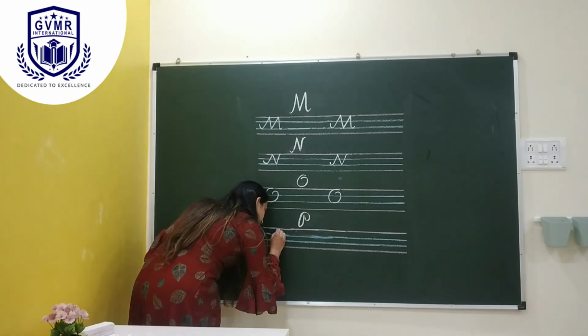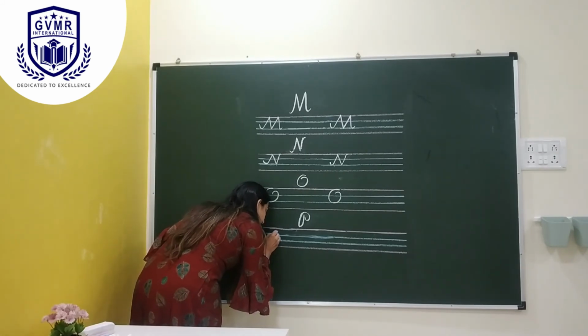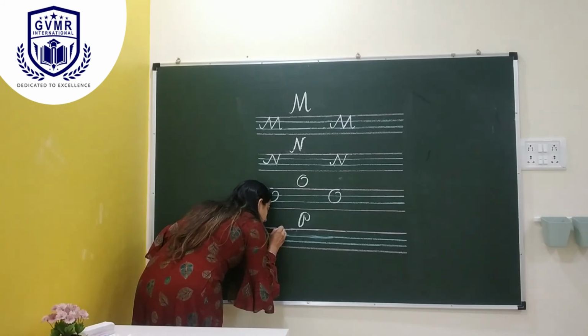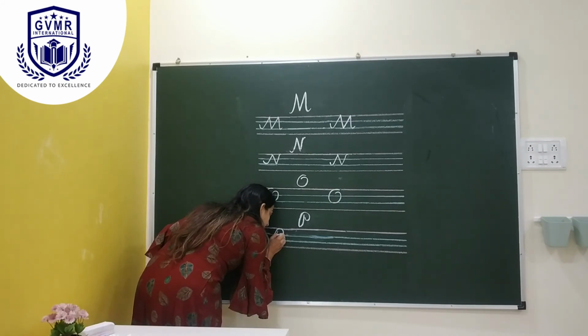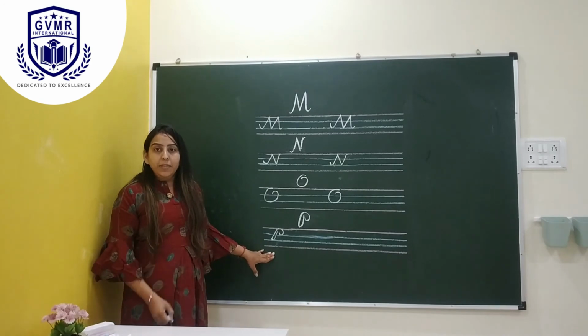Start below the red line, come down making a slanting line and touch the second blue line. Take a small turn towards left, go up making a slanting line and touch the red line. From the red line, take a turn towards right, turn inward. Makes letter P.